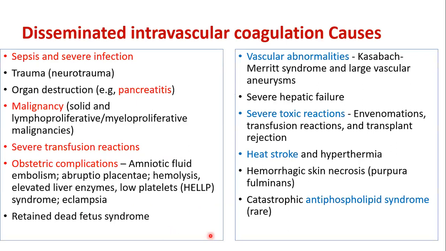So what are the causes? This can be one favorite question in the exam: name 6 causes for DIC, disseminated intravascular coagulation, sometimes also called DIVC, meaning intravascular. What are the conditions? Sepsis, a complication of gram-negative infections or any infection leading to sepsis; severe infections; trauma, neurotrauma, brain injuries, road traffic accidents can lead to DIC. Organ dysfunction like pancreatitis, where your pancreas starts releasing all its activated enzymes into the circulation, leading to DIC. Malignancies, especially myeloproliferative or lymphoproliferative.